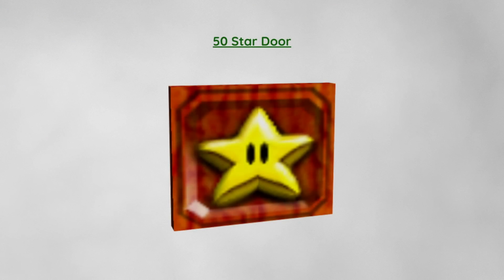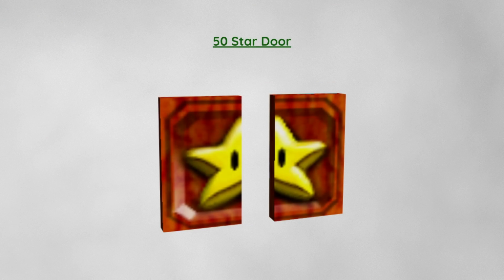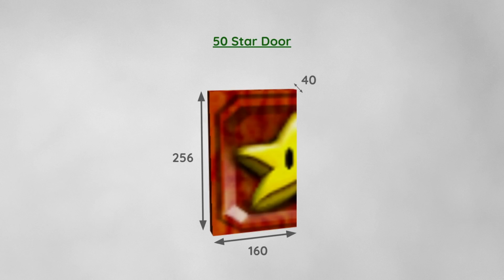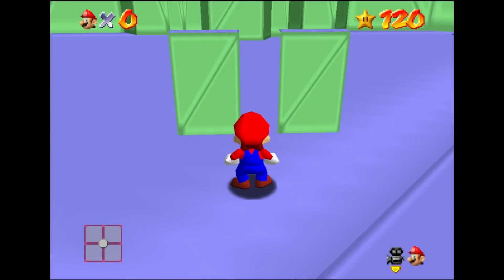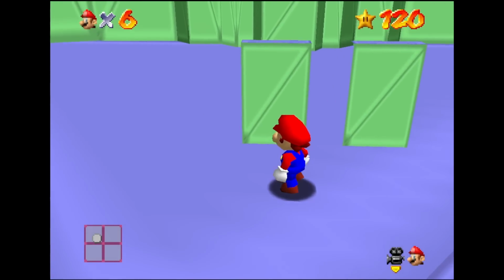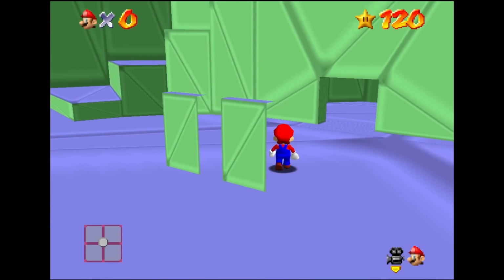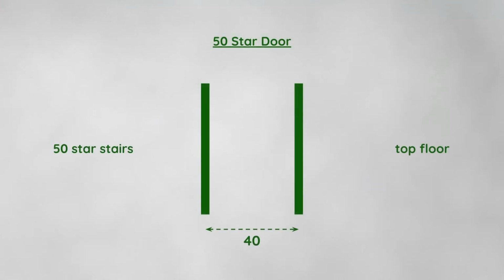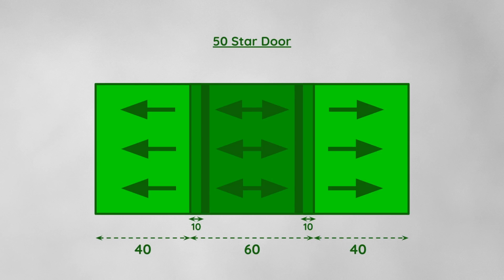What about clipping through the door itself? The door is actually made up of 2 separate objects, with each side having a width of 160, height of 256 and a depth of 40. Each door is just made up of 2 wall surfaces, 40 units apart. This is much closer together than we saw for the side wall. In fact, they're so close together that their wall hitboxes overlap. Notice there's a 60 unit overlapping region where both hitboxes are acting at the same time.